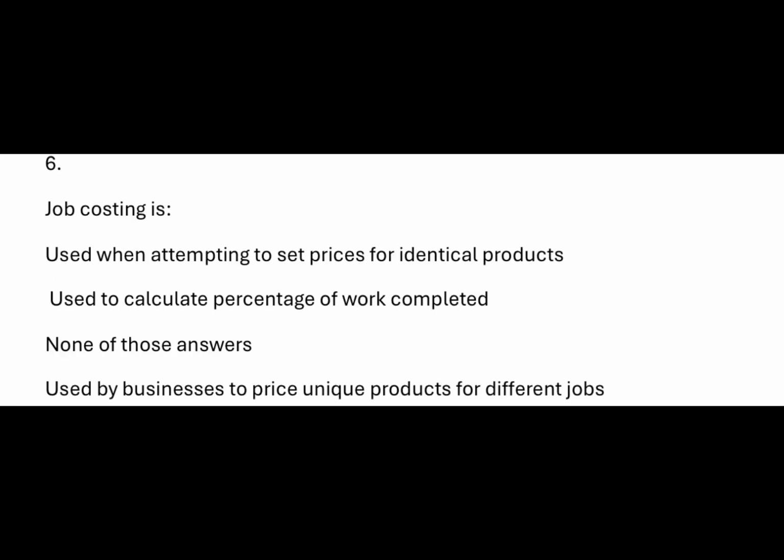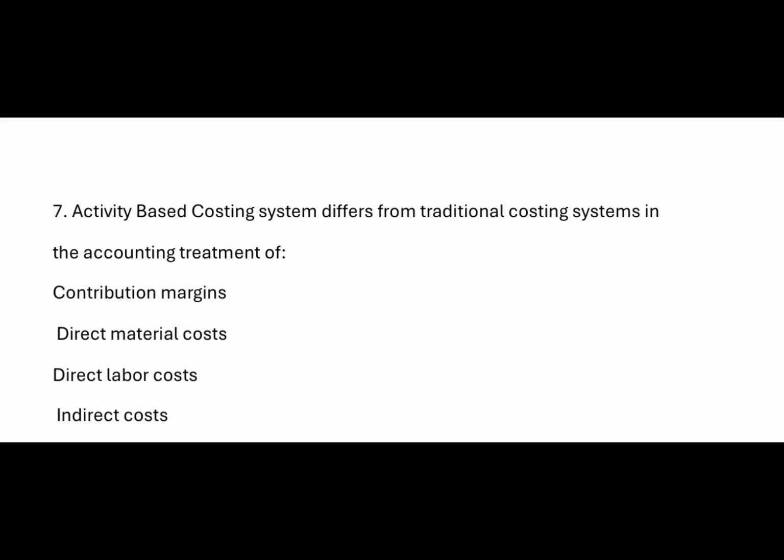Question 6. Job costing is used when attempting to set prices for identical products, used to calculate percentage of work completed, none of these answers, or used by businesses to price unique products for different jobs. Well, the answer is D, because job costing is applied for unique custom jobs or products that are not identical to other jobs or products. They use individualized pricing.